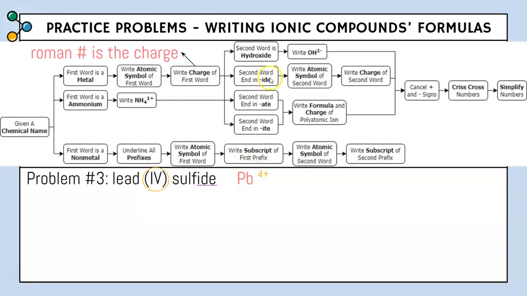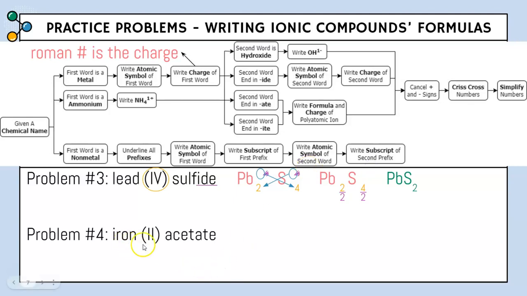Our second word ends in IDE, so we're taking the second track here. So a symbol and charge. Sulfide is sulfur, so S with the 2- charge, again from the periodic table. We have to cross our plus and minus signs out, crisscross our numbers. 4 goes down in front of S, 2 goes down in front of Pb, so we have Pb2, S4. Simplifying numbers. We can in fact simplify 2 and 4 further by dividing 2 into both of those. 2 divided by 2 is 1. 4 divided by 2 is 2, so we have PbS2 as our final answer.